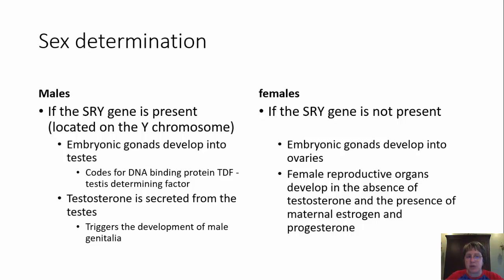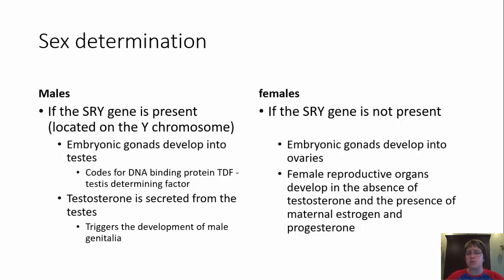So like I said, if it is present, because it's located on the Y chromosome, the embryonic gonads will then develop into testes. And this gene codes for a protein, a DNA binding protein called TDF, which stands for the testis determining factor. So if you have this gene, then you will produce this DNA binding protein, which will allow your embryonic gonads to develop into testes. Once those testes start to develop, they will start secreting testosterone, and testosterone will trigger the development of the rest of the male genitalia.